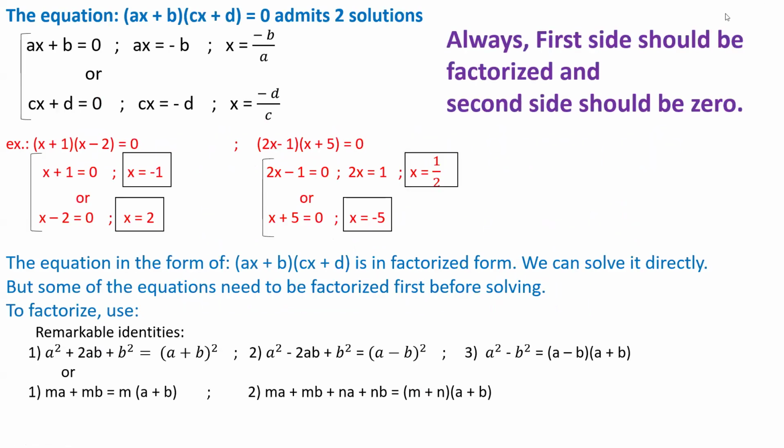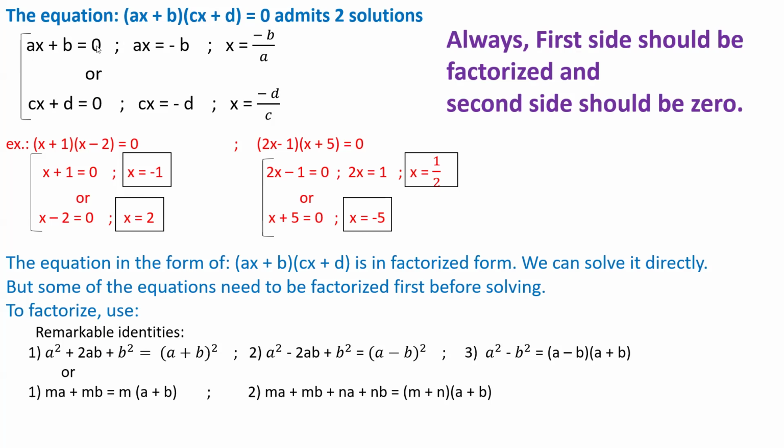Now, how do we solve the equation in the form of (ax plus b) into (cx plus d) equal to 0? This equation admits or has two solutions. Why? Because either the first binomial ax plus b is equal to 0 or the second binomial cx plus d is equal to 0. When one of these two binomials is equal to 0, then all the first side will be 0. Let us solve the first one.